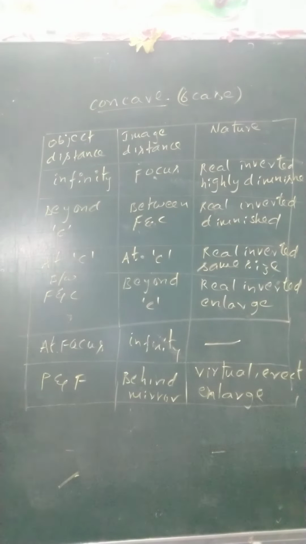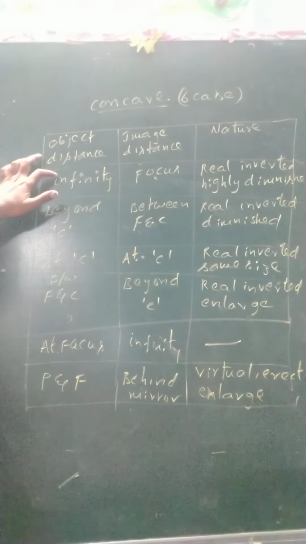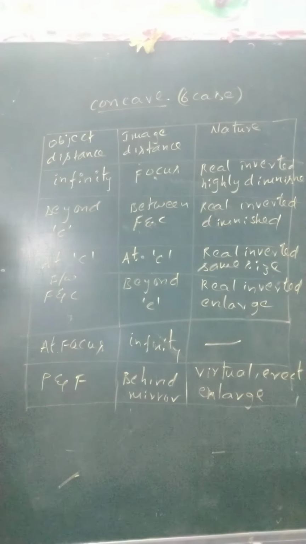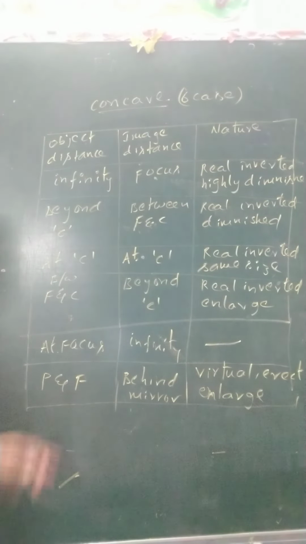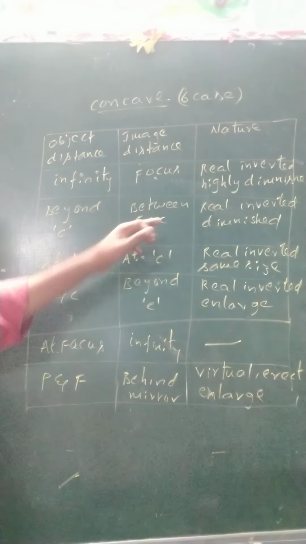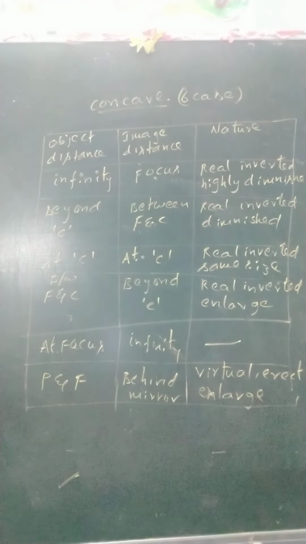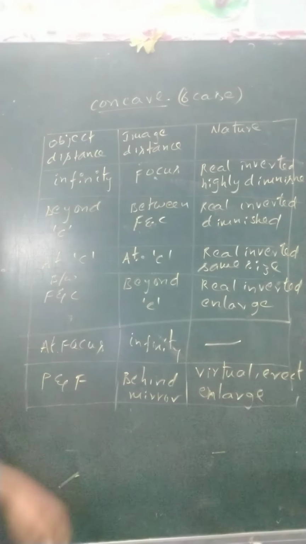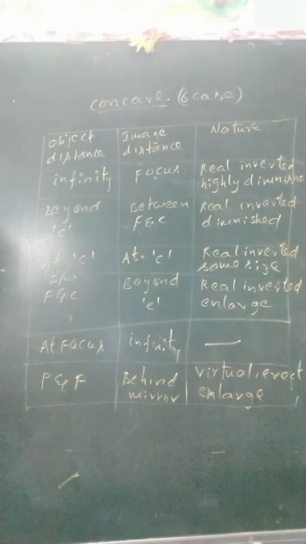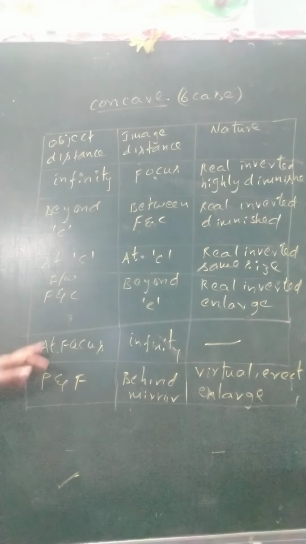So my table is there: object's place, image's distance, and nature we have to say. First one, infinity: focus, real, inverted, highly diminished. Second one, beyond C: between F and C, real, inverted and diminished only. And third one, at C only: real, inverted and diminished, the same size we can get.